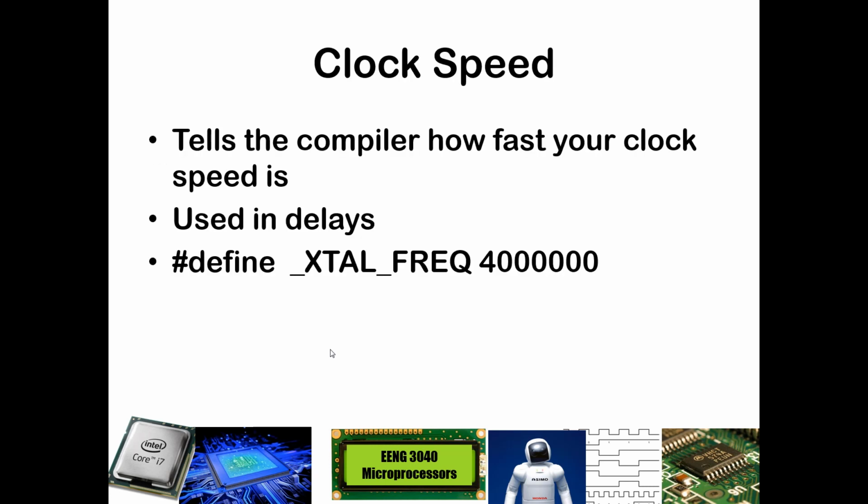Clock speed is defined this way. So you just use hashtag define or pound define underscore xtal, that's short for crystal. So it's underscore xtal underscore freq, and then space, and then you type out the frequency of your crystal oscillator in hertz. So we're using a 4 megahertz crystal oscillator, so we put 4 million. Don't comma separate your 4 million, so it's just 4 followed by 6 zeros. That will define our crystal oscillator speed. That will be very important for the lab that we're going to be doing next week, which will be relying on some delay macros.